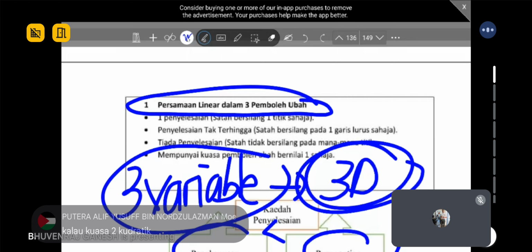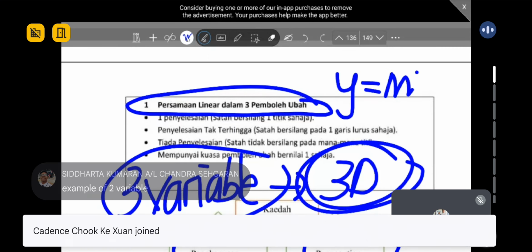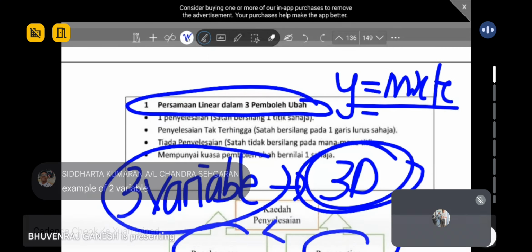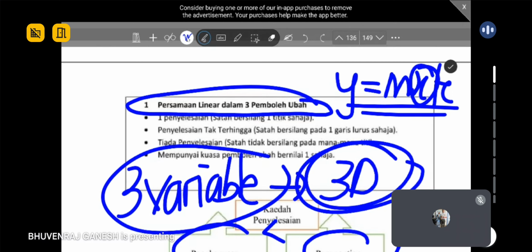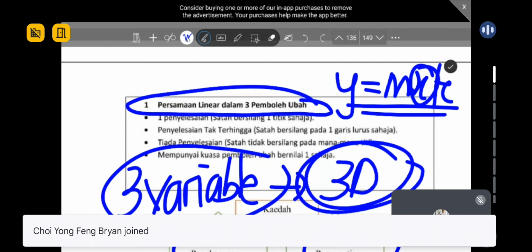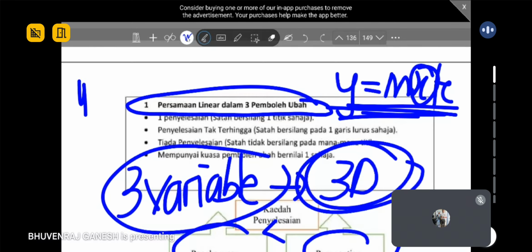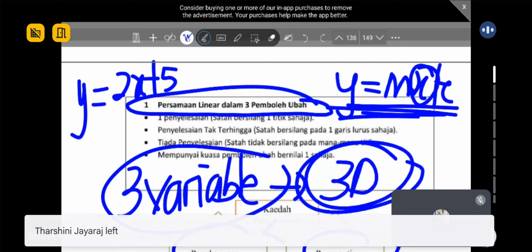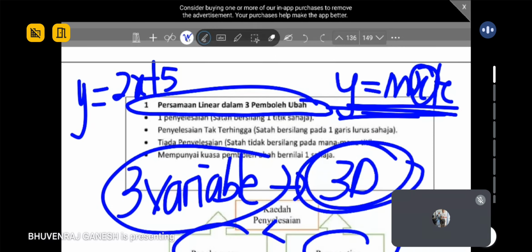Linear equation in 3 variables. Okay, linear means what guys? Power 1. Am I right? y equal to mx plus c. This is linear. Linear is x power 1. Example, 2 variables, this one. y equal to mx plus c. So you can just write like this: y equals 2x plus 5. This is 2 variables, y and x.